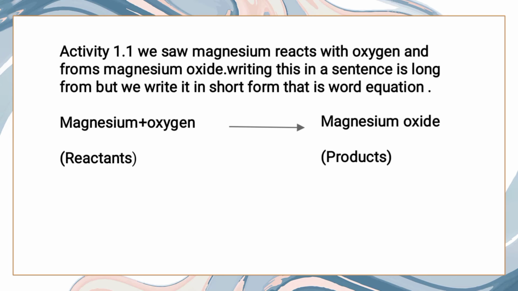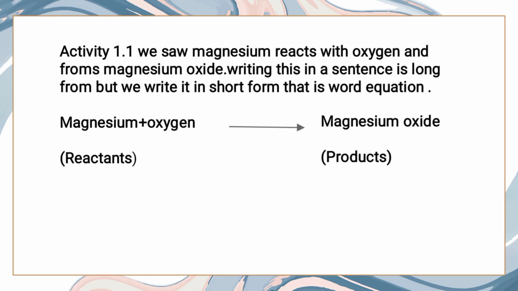In activity 1.1, we saw magnesium reacts with oxygen and forms magnesium oxide. Writing this in a sentence is a long form, but we write it in a short form, that is a word equation. Writing, for example, magnesium burns and reacts with oxygen present in air and forms a white powder, that is magnesium oxide. This is a bit long, okay.